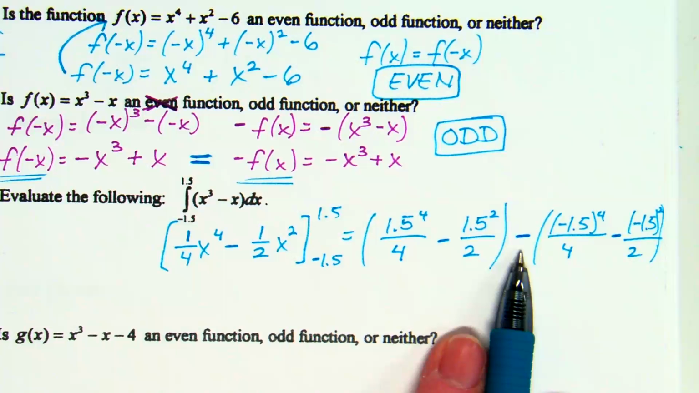The sign in the middle? Yes. Because it's always the upper boundary minus the lower boundary. That's the fundamental theorem of calculus. Now, why am I going to say you don't need to pick up a calculator?